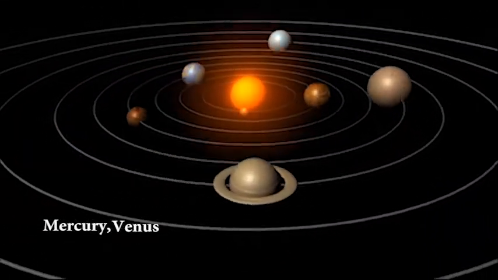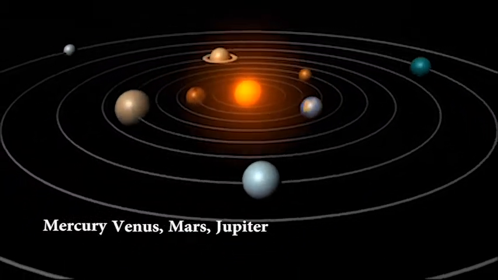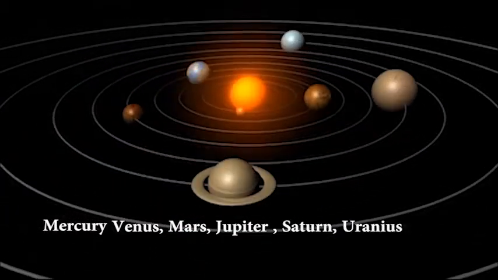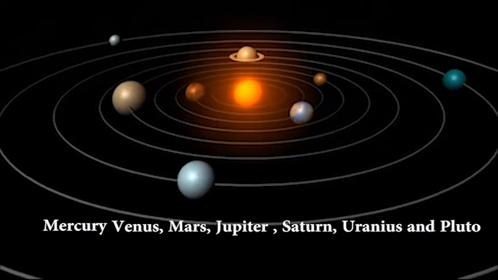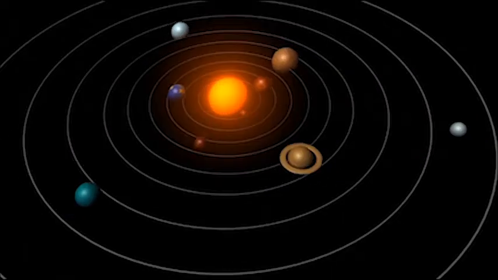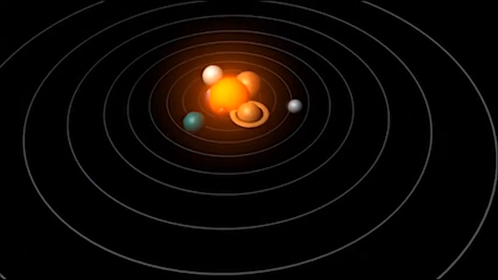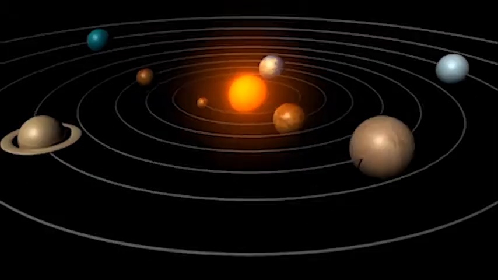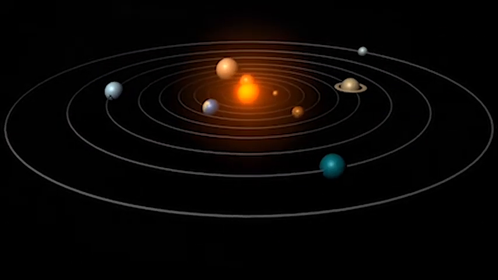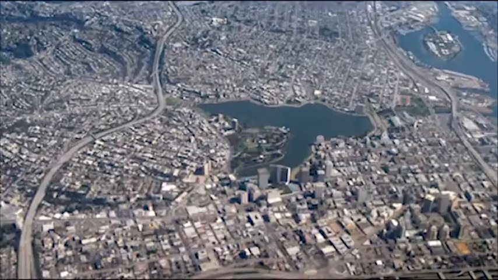Mercury, Venus, Mars, Jupiter, Saturn, Uranus, and Pluto, always moving around the sun. Have you wondered why these planets do not collapse into the sun, but rather move around it? Let us consider the planet Earth.